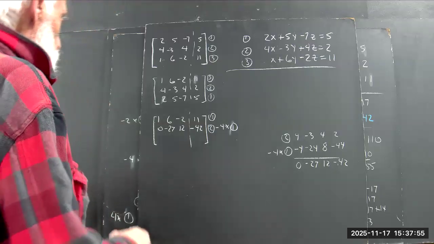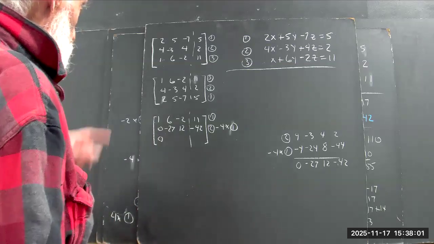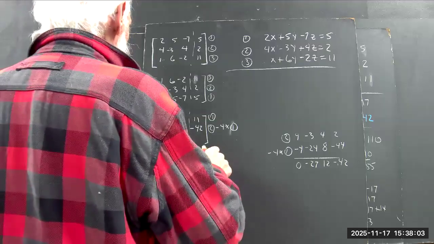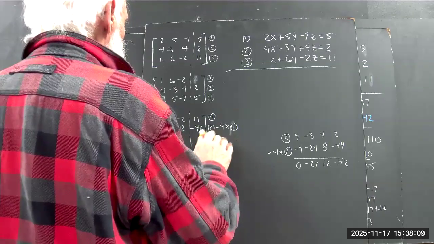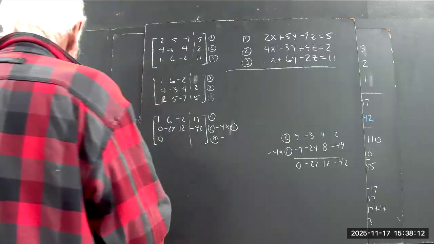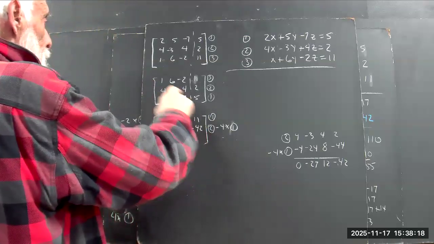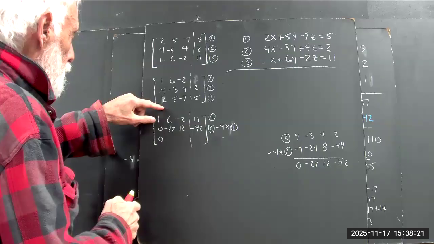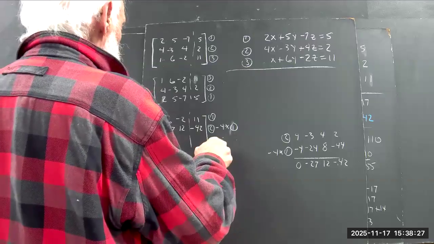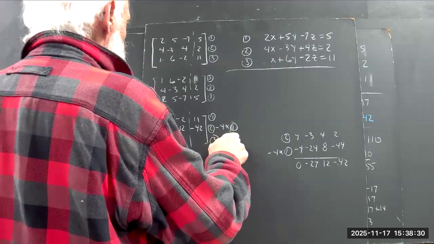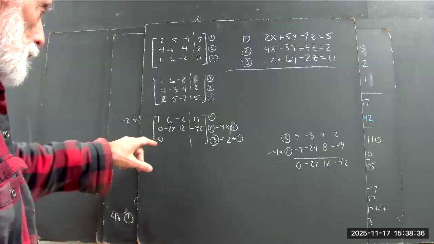Okay. The next thing we want is a 0 down here. So we can do row 1, sorry, row 3. This row minus 2 times this row, because 2 minus 2 times 1 is 2 minus 2, which is 0. So we're going to do row 3 minus 2 times row 1. And we're going to end up with a 0 here.